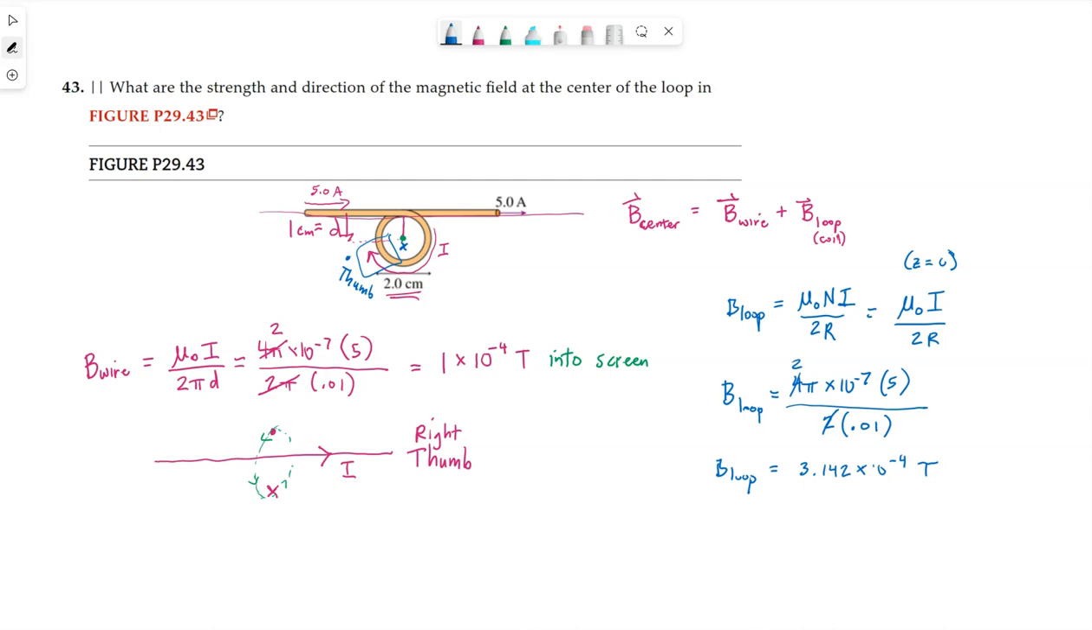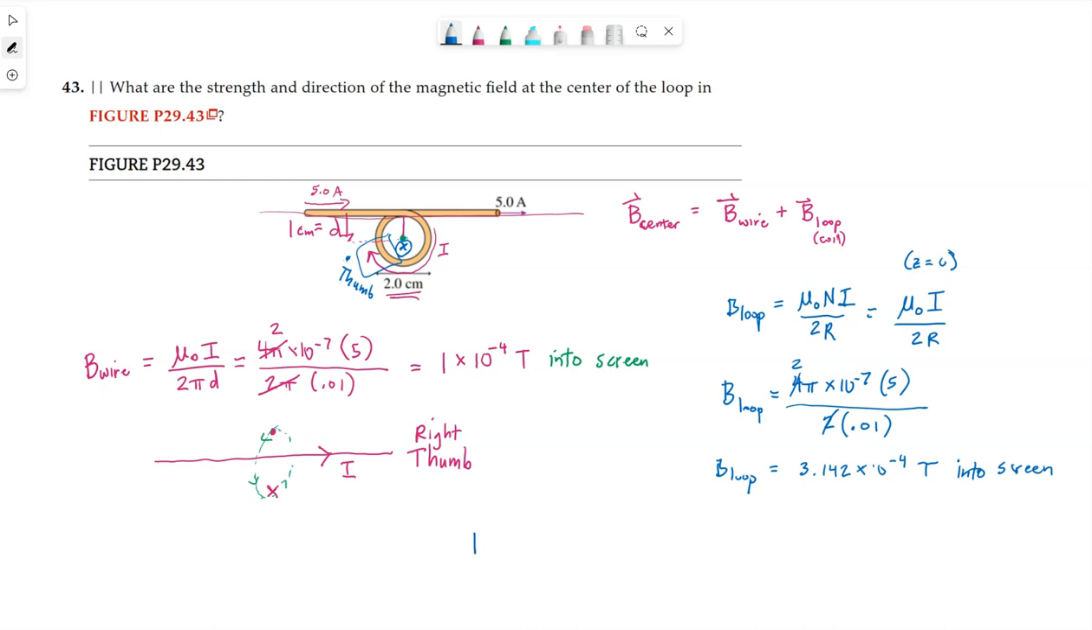That means this magnetic field around the loop is coming up out of the screen towards us, outside the loop, and going in towards the screen in the center. And the point we care about, that we're trying to find the value of, is in the center. So B of the loop will be this 3.142 times 10 to the negative 4 Teslas. And it points into the screen at that location.